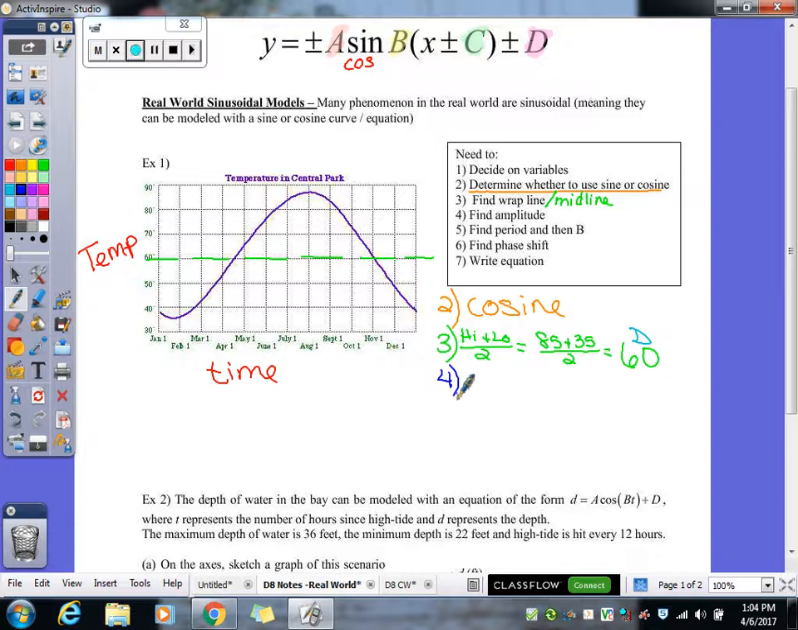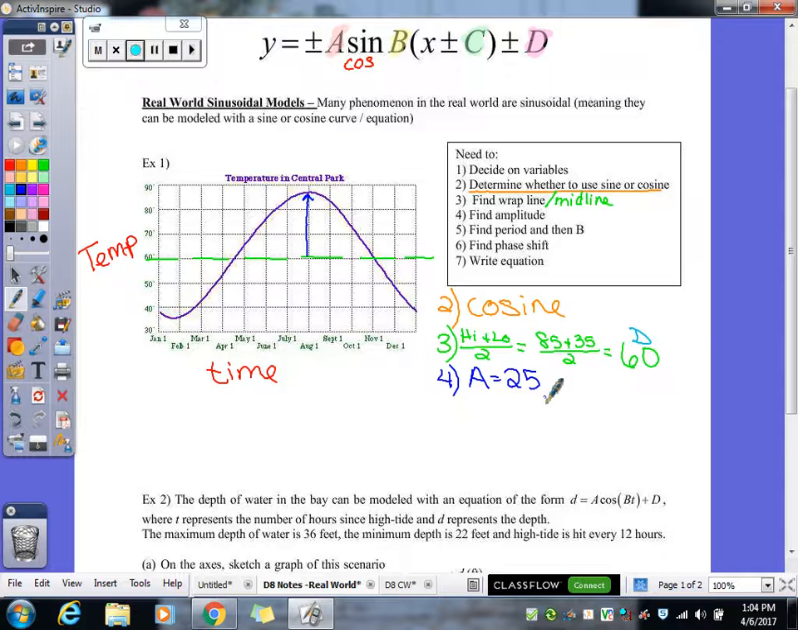So 4, we have to figure out our amplitude. So here I am at 60 at my midline. We said our high was what? 85. So how high did it go up? 25. From 60 to 85 would be an amplitude of 25. Because it's how high I am from my midline. So here is 60. This is 85. I'm 25 away.